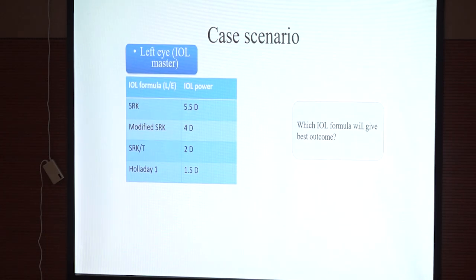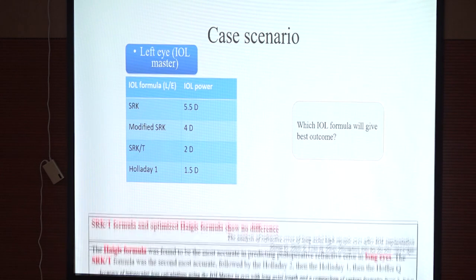For example, using the optical biometer in the left eye, when the power was calculated using various formulas, you can see that there is a huge difference in the IOL power calculation using your SRK formula, which is 5.5 diopters, and your SRK-T and Holladay 1, which is coming to 2 diopters and 1.5 diopters. So which IOL formula are you going to use in such a case?